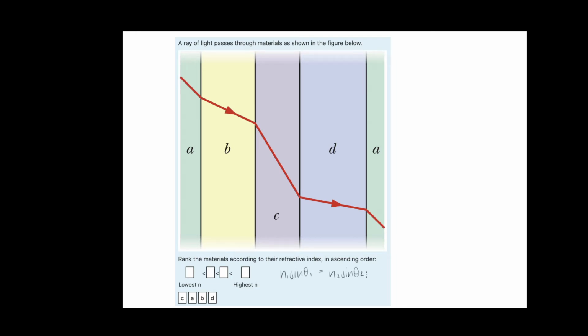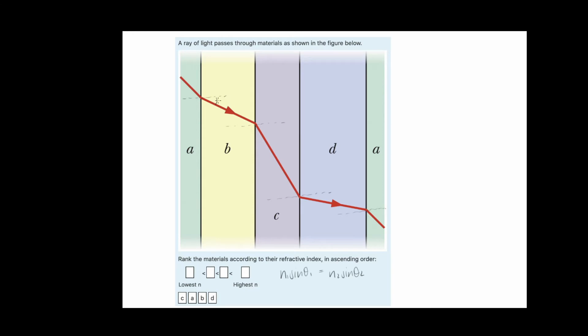Because remember, how much something bends towards or away from the normal is going to give us an indicator of the ratio of the refractive indices of the materials. So if the ray is passing from one material into another and bends towards or away from the normal, we can say whether that second material has a higher or lower refractive index compared to the first. And that is essentially what we are going to be doing here. So I'm just going to draw a bunch of normals in here, and by process of elimination, we're going to be able to work out which materials have higher refractive indices.